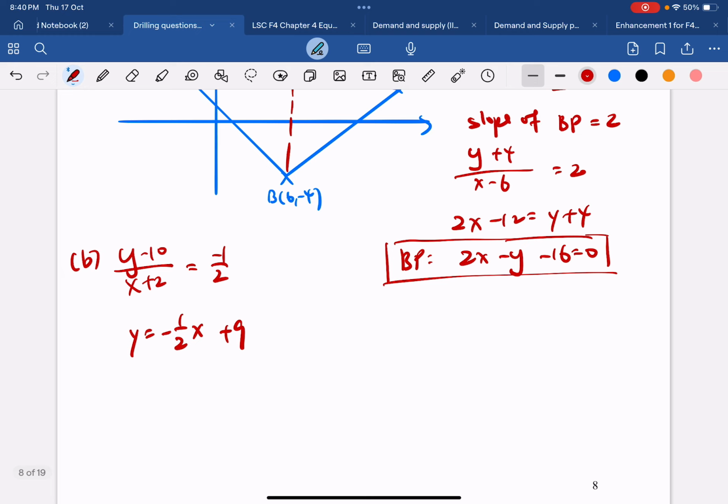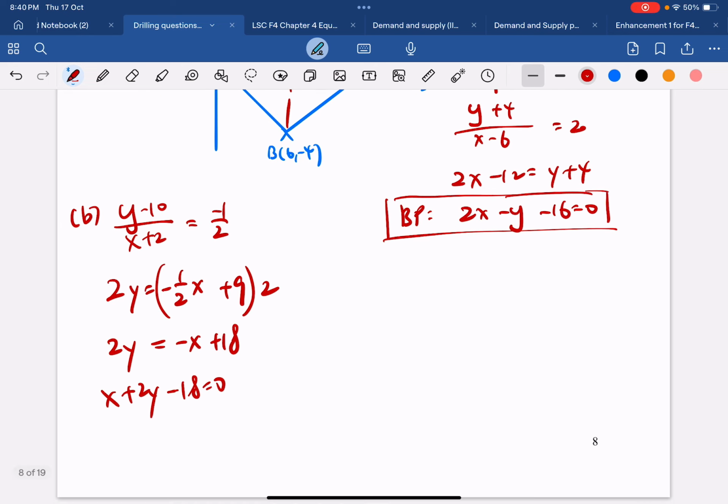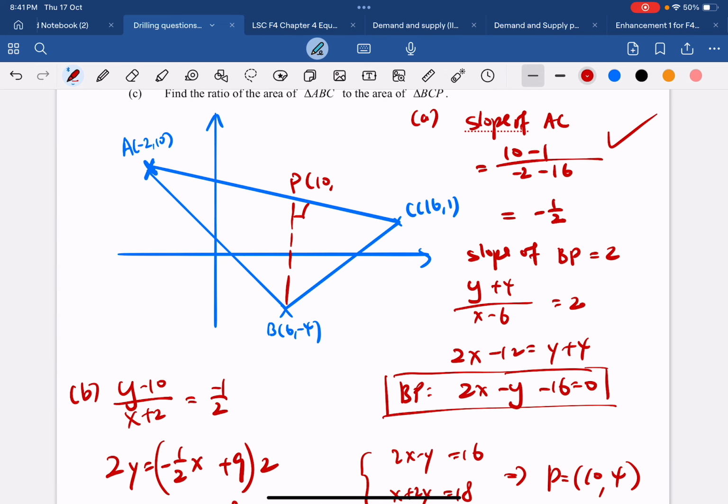So you may want to change it into the general form. So you multiply the whole thing by 2. So 2y is negative x plus 18. So x plus 2y minus 18 is 0. That's the equation for AC. So you solve the simultaneous equations, which would give you P is 10 and 4.